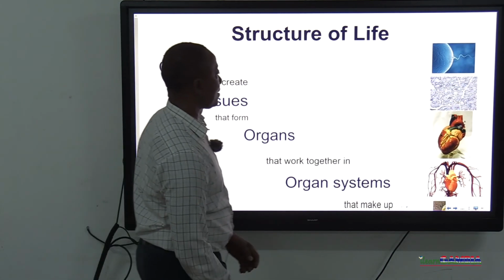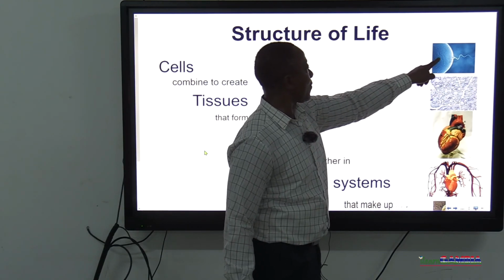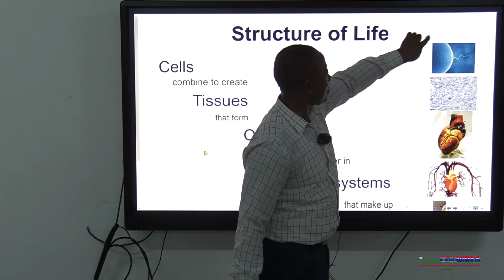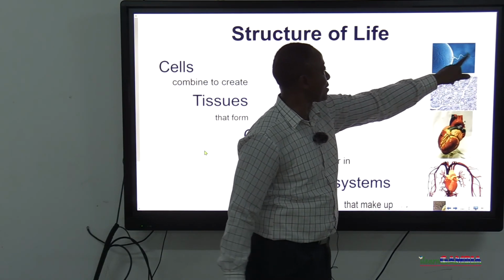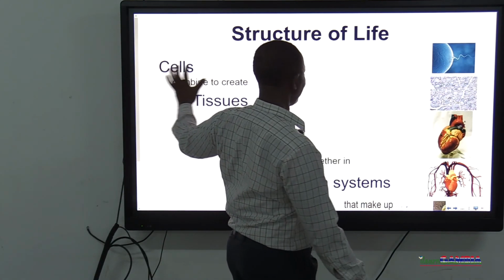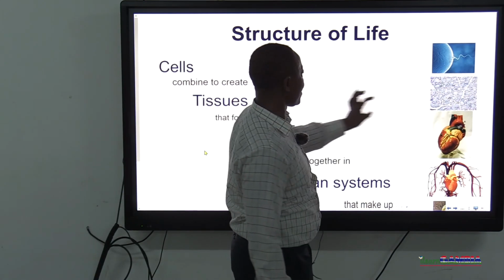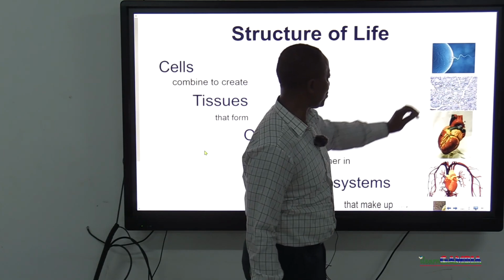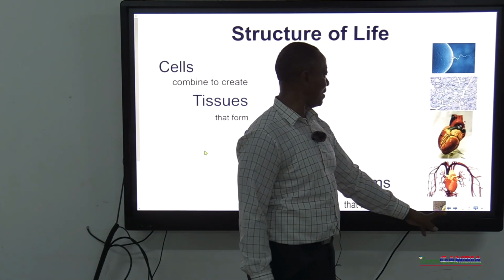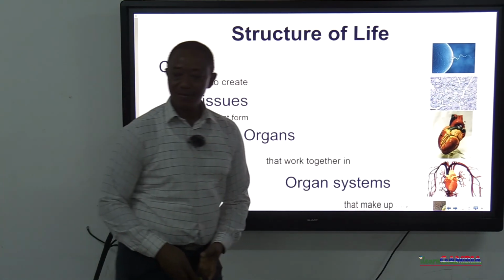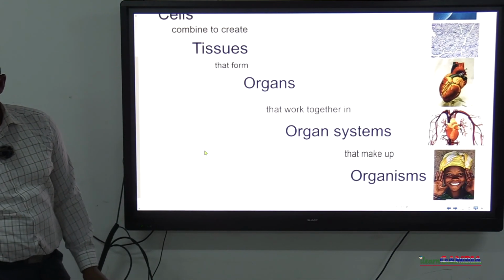If we look at this picture here, we have an ovum or egg cell and the sperm cell. So that's the cell level, and they come together to create a tissue. And then you have the organ, the organ system, and finally the organism.